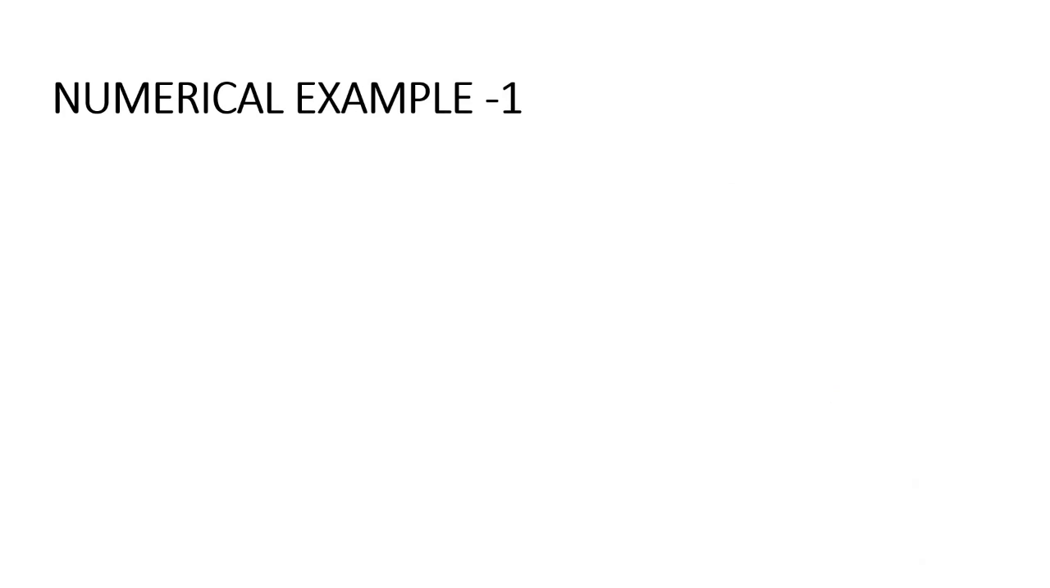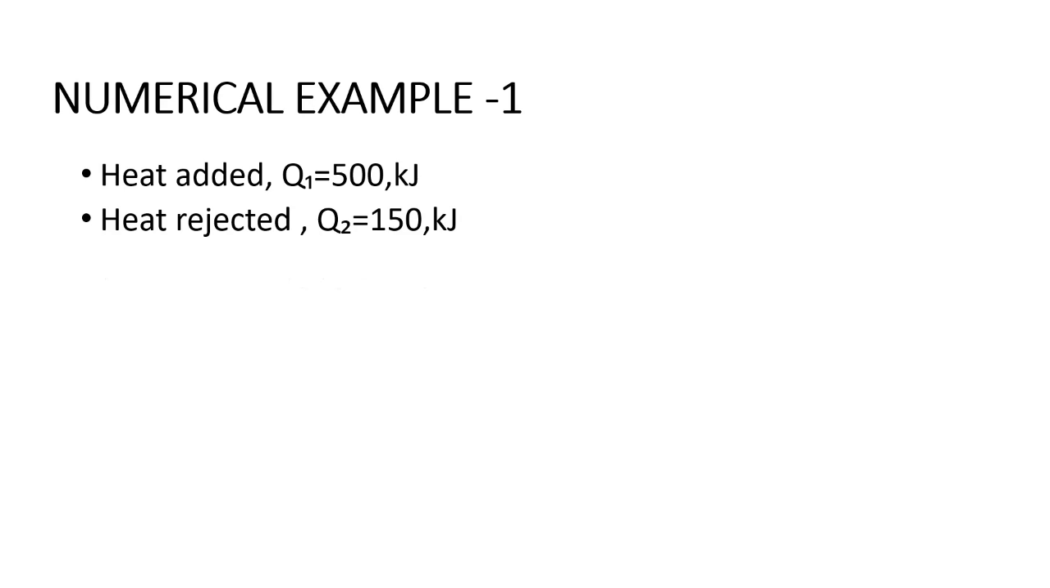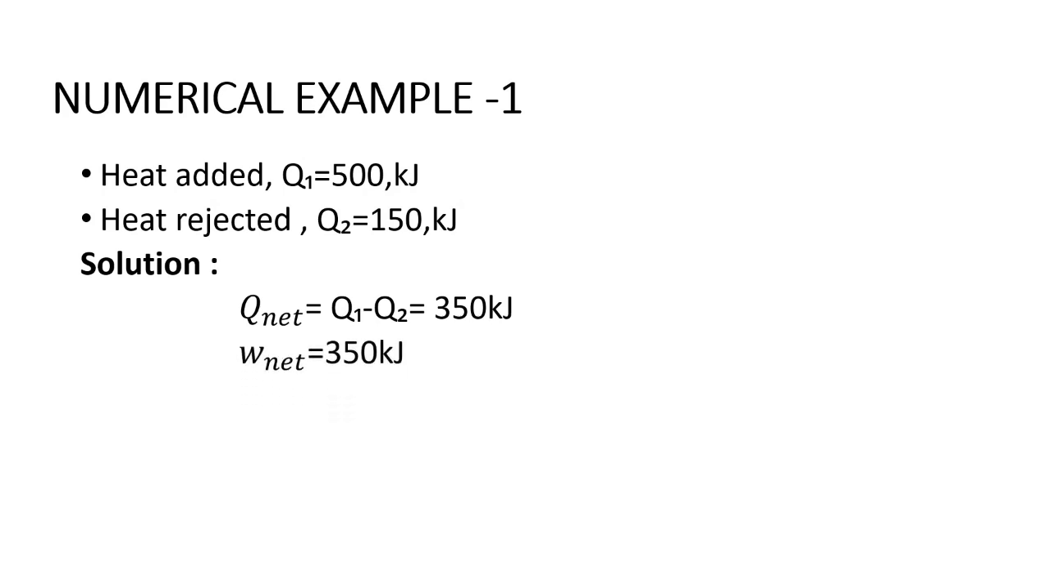Now the numerical examples. Heat added Q1 is 500 kilojoules, and heat rejected Q2 is 150 kilojoules. Qnet is Q1 minus Q2, which is 350 kilojoules, and Wnet is also 350 kilojoules. That means Qnet equals Wnet from the first law.